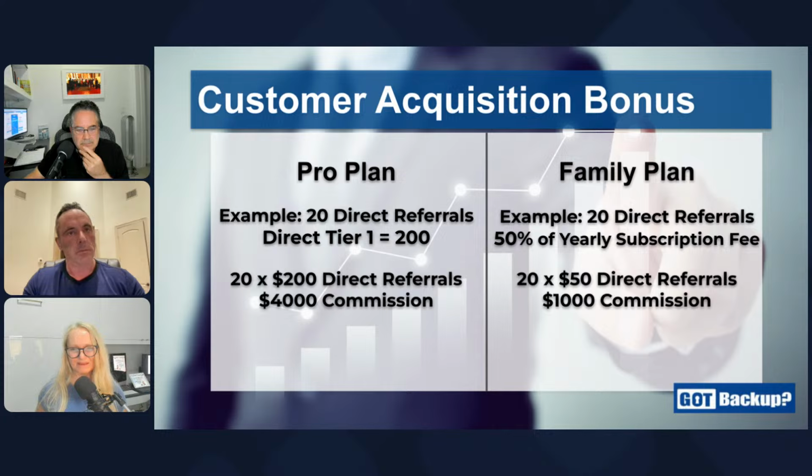And then you got the family plan. An example, same thing, 20 people, 50% on the yearly, we're going to talk about the yearly because most people go yearly. Why? Because there's more value. They save 2 months of payments. It's more value there. So you got 20 times $50, and that's $1,000 in commission.